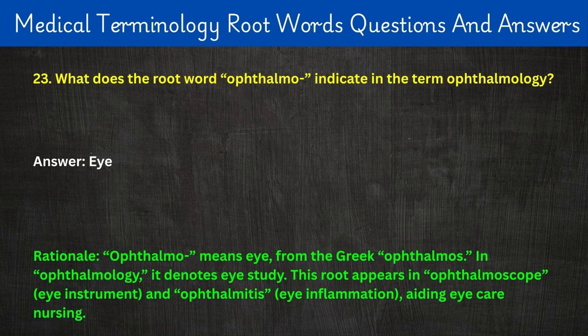23. What does the root word ophthalmo- indicate in the term ophthalmology? Answer: eye. Rationale: Ophthalmo- means eye, from the Greek ophthalmos. In ophthalmology, it denotes eye study. This root appears in ophthalmoscope, eye instrument, and ophthalmitis, eye inflammation, aiding eye care nursing.